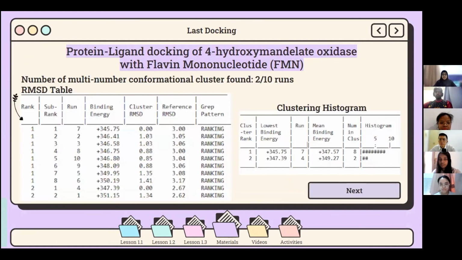as long as all the three values remain the same. So from this slide, it shows the Rmsd table and the clustering histogram. There are 10 conformation clusters created, and there are 2 clusters in this case. From the table, we can note that the first one is the preferred structure, which is the 7 runs, since it has the lowest binding energy and the least Rmsd value.